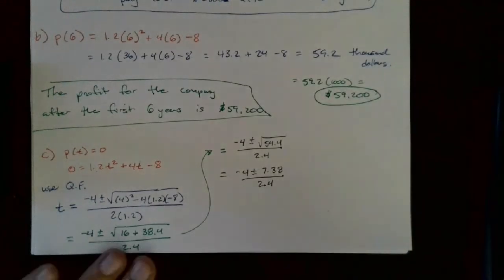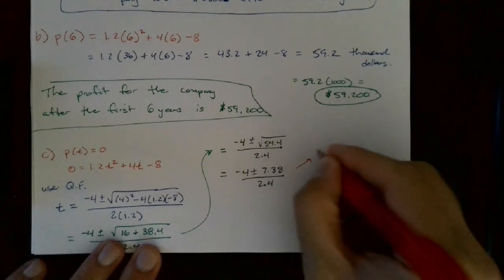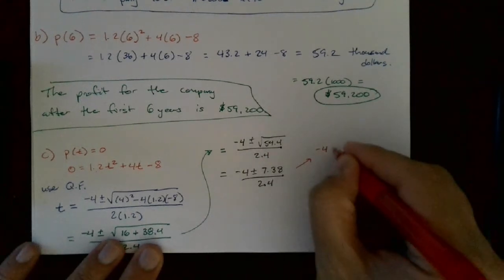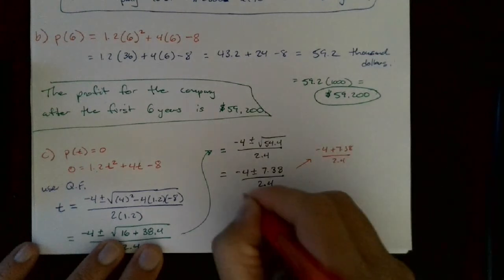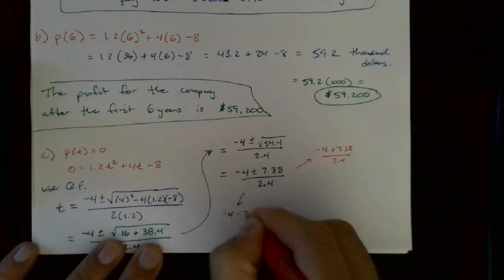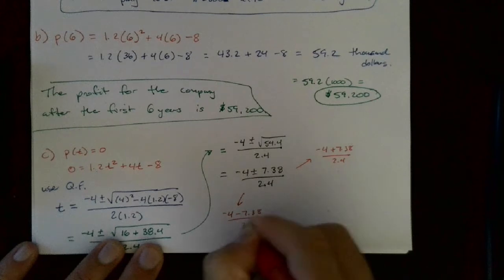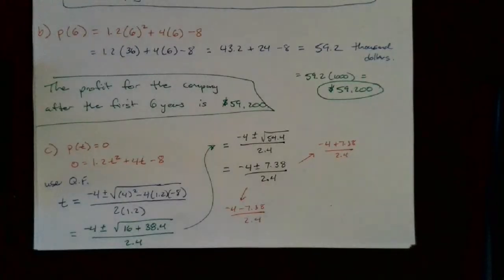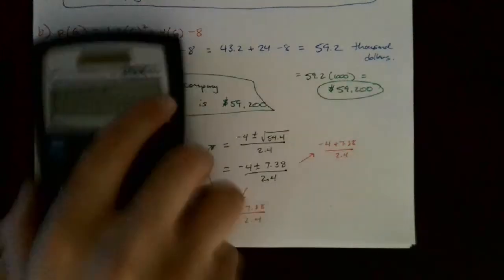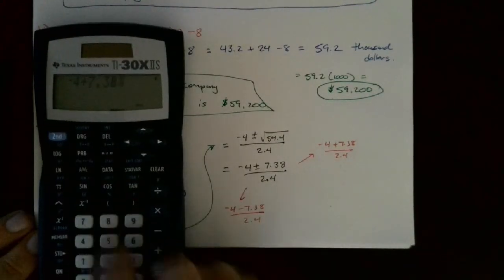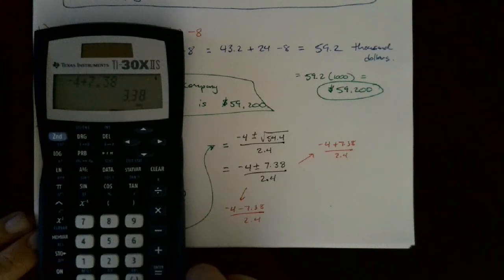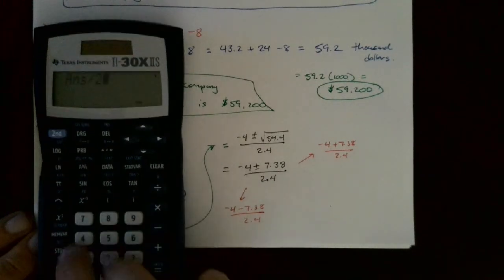So this really means that t is equal to -4 plus 7.38 divided by 2.4, or you get -4 minus 7.38 divided by 2.4. Right, so it's 2 answers, and we should evaluate each of the answers. For the first one, if we have -4 plus 7.38, it's 3.38, and then we're going to divide that by 2.4.